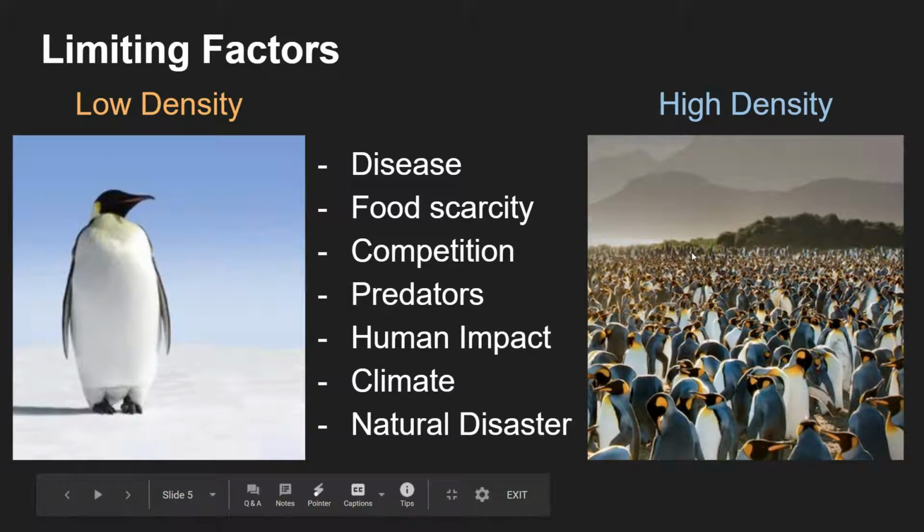Now we see that all of these in the middle are going to be limiting factors. They're going to limit a population from growing to infinity in some way, shape, or form. However, some tend to be a lot worse in the scenario on the right than in the scenario on the left. First one being disease.